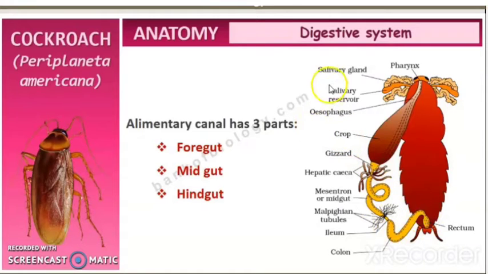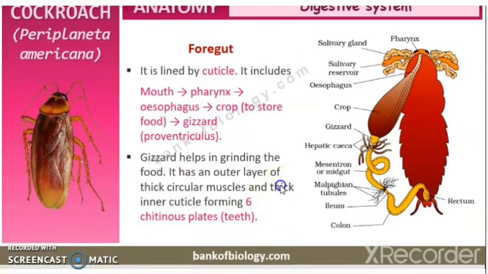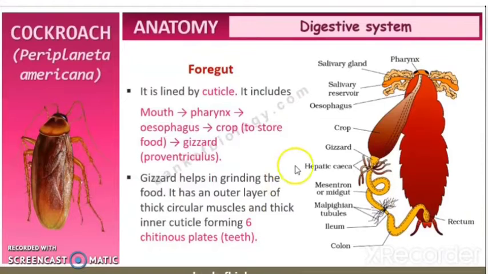Okay, so the alimentary canal is present in the body cavity, which means that in the empty space of the body itself the alimentary canal is present, and it is divided into foregut, midgut, and hindgut. Now let us see about the first part, which is the foregut. It is lined by cuticle, and it starts with the mouth, which opens into the short tubular pharynx.